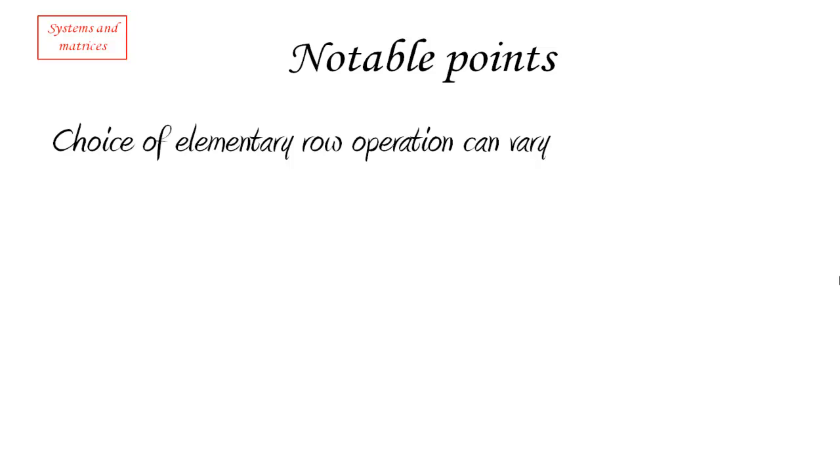Some interesting points to note. Okay, so notable points. Now, first of all, which elementary row operations are we going to use at each step? Well, we're going to have a choice. Given an augmented matrix in front of us, we're going to have several choices of which row operations to use.